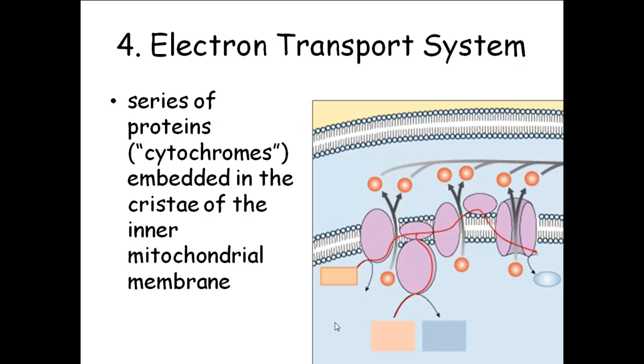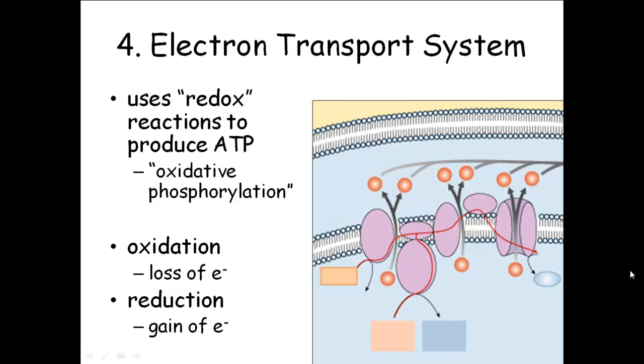Remember, our mitochondria has an outer membrane, and the inner membrane with the folds, what are the folds called? Cristae. And so the electron transport molecules are embedded in that inner mitochondrial membrane. That's one reason why you have the folds, because it gives you more membrane to put more proteins in there, more electron transport molecules. Some of these molecules are called cytochromes. The way electron transport works is it uses what are called redox reactions. Redox is a shortened word for reduction and oxidation.